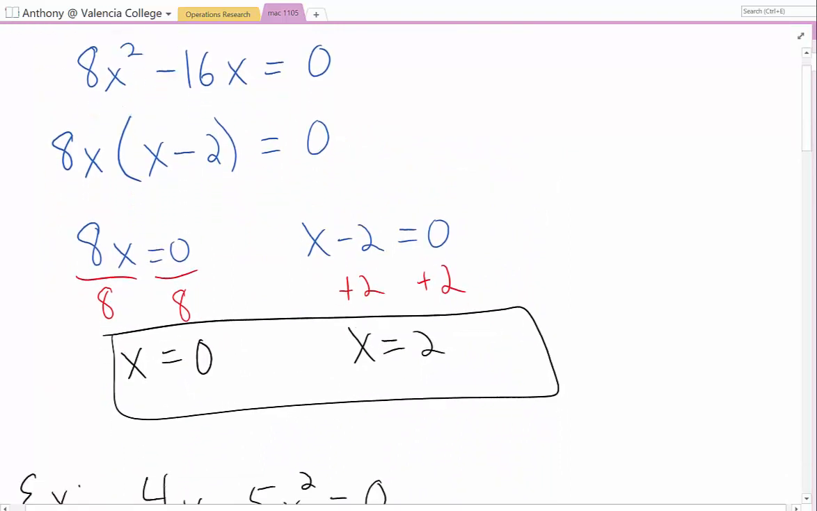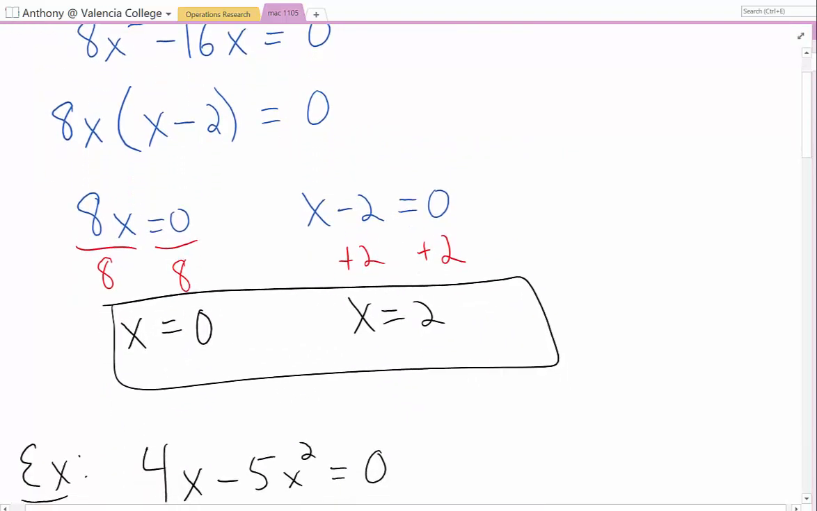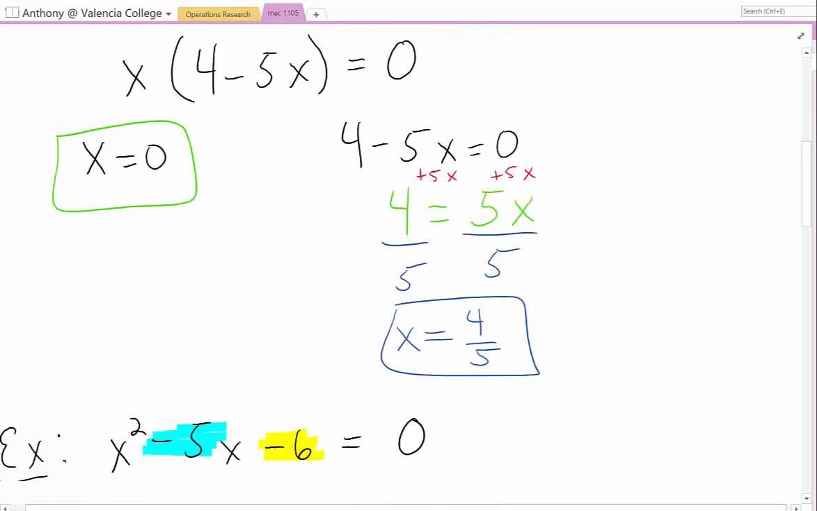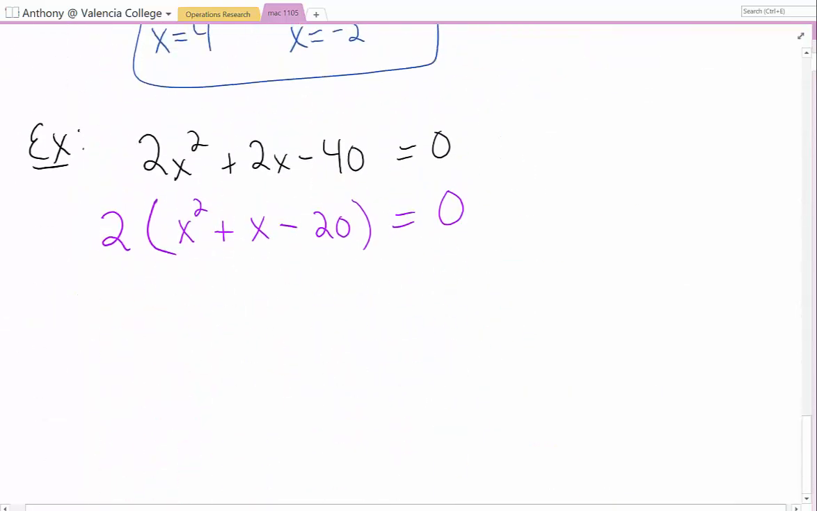Something like the first example we did. Whenever we factored out that 8x, because 8x can equal 0, right, whenever x is 0, that's why we set that part equal to 0. But for our particular example, 2 can never equal 0. So we don't worry about the 2. What we're worried about now is the x squared plus x minus 20. Okay, so let's focus on just that. That's the only way that this equation can become 0.